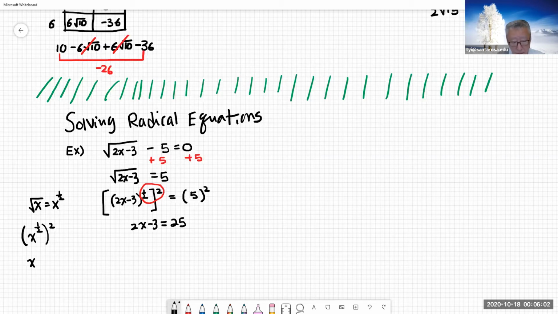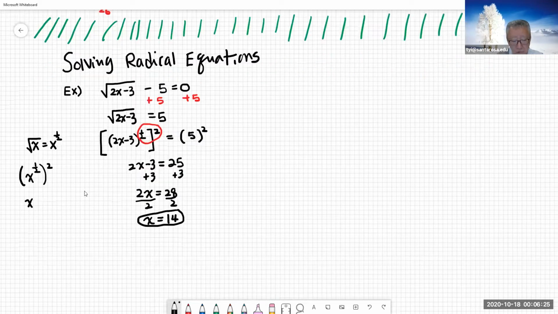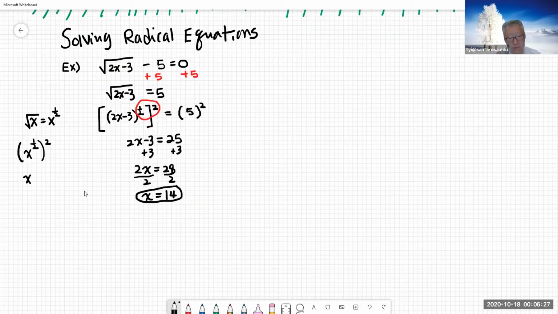So here now we're going to add 3 on both sides. So then we have what? 2x equals 28. And then we're going to divide by 2. So x is going to be equal to 14. That's not bad, right? So as long as you have one radical and some constant, you're going to have to remember that you need to isolate the radical on one side, okay?